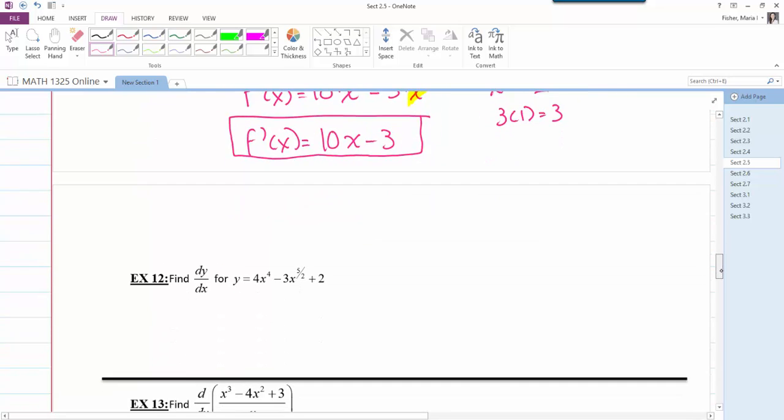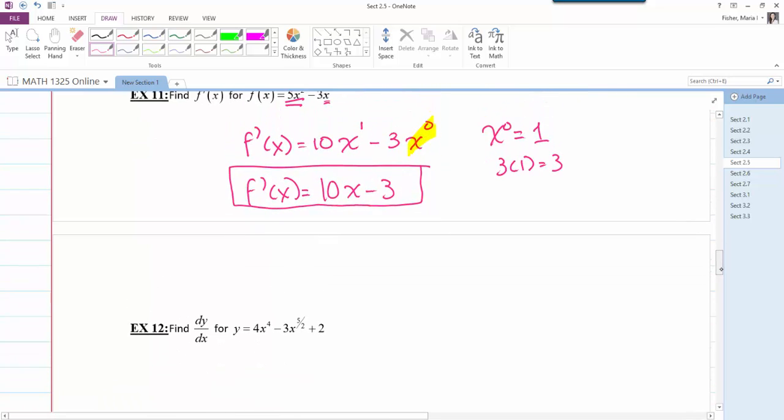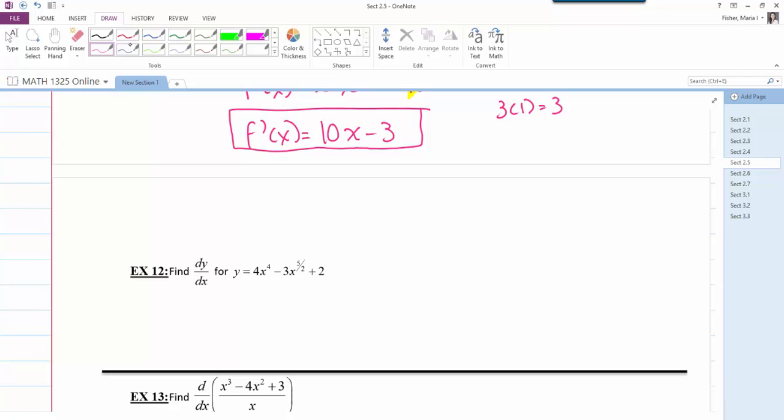Let's continue on. Let's find the derivative. Find dy dx given that y is equal to 4x to the fourth minus 3x to the 5 halves plus 2. Again, take it a term at a time. The derivative of 4x to the fourth, we multiply 4 times 4, 16x, raise it to 1 power less, so 4 minus 1 is 3.